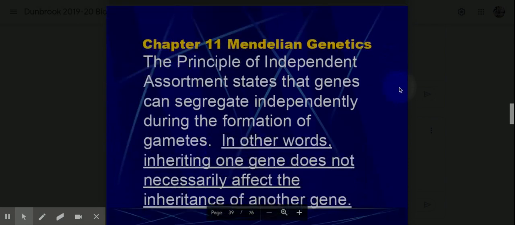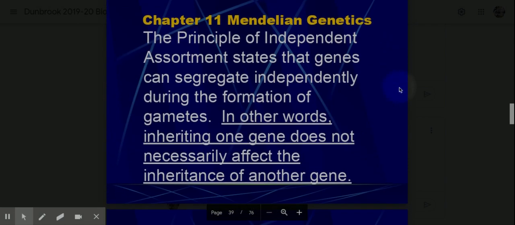Okay, so with this idea, the fact that he saw that having one gene doesn't necessarily mean you get the other gene, usually, he called this the principle of independent assortment. And it states that genes can segregate independently. In other words, when he did the shape and the color in the pea plants, it didn't necessarily mean if you were yellow, you had to be round and so on, okay? So you saw different combinations.